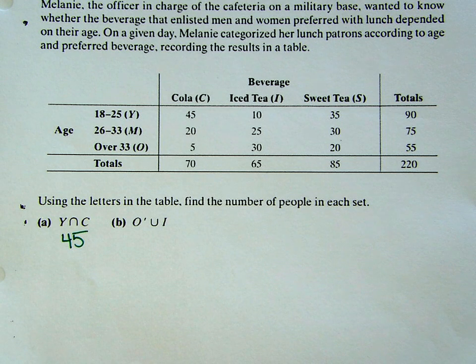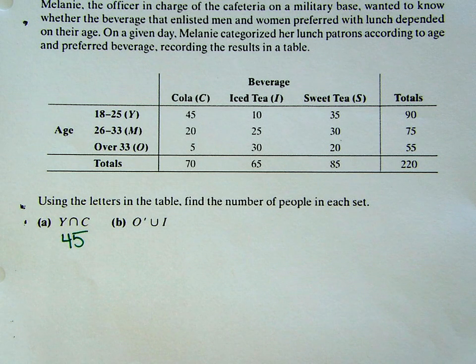When it's intersect, which is the upside down U, we're just looking at what they share, what is in common. That's the middle part of our Venn diagram that overlaps. So there's 45 people that chose both. Did that help? Okay.